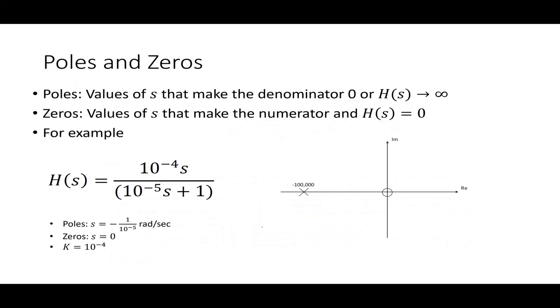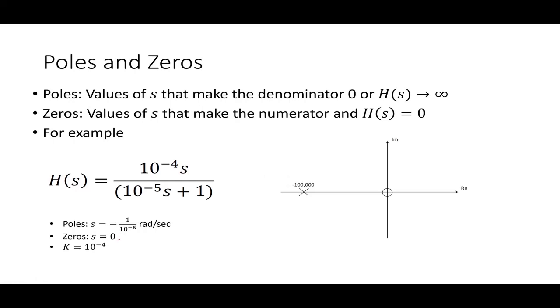Okay? So to define that a little bit, let's give ourselves an example. Okay? So here's an example. H of s equals 10 to the minus 4s over 10 to the minus 5s plus 1. Okay, so a couple of things for this. Poles are, as we said, the values of s that make the denominator 0 or make the magnitude of this thing go to infinity. Zeros are the values of s that make the numerator and thus h of s equal to 0. So if I look at this example here, I can see very clearly that if s is equal to 0, the numerator's got to be equal to 0.